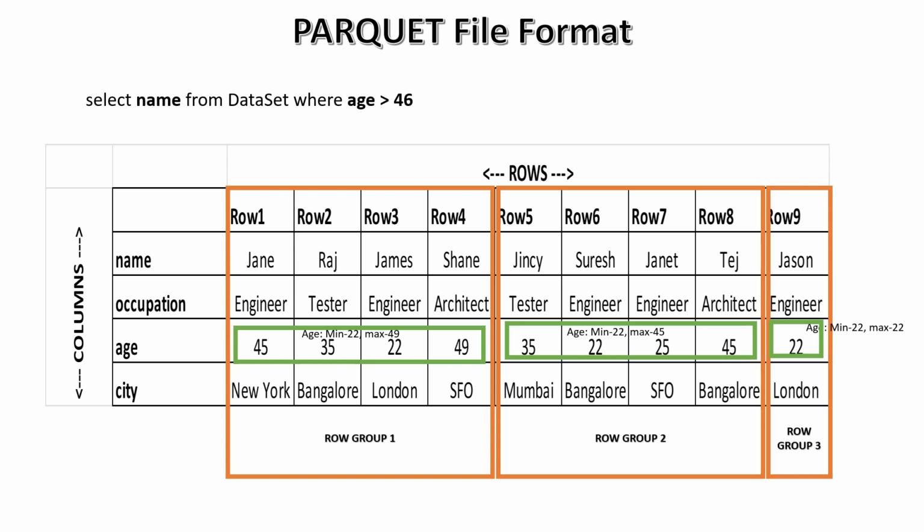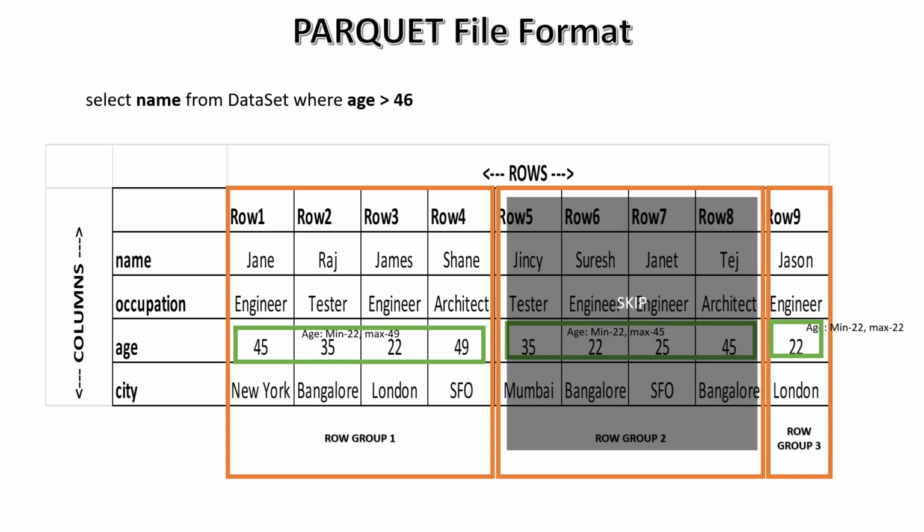So it will get the column chunk for age and sequentially parse and check each of the values. Here it will find that 49 is there and it will go to the name column chunk and get the name for that person. Here it is Shane. Next it will go to row group 2. There the maximum value is 45. That means it is less than 46. So it will just skip that row group.